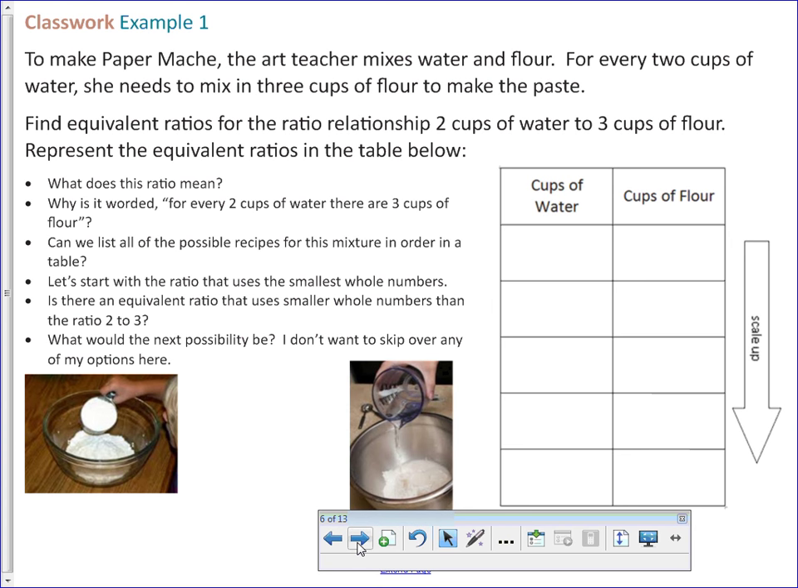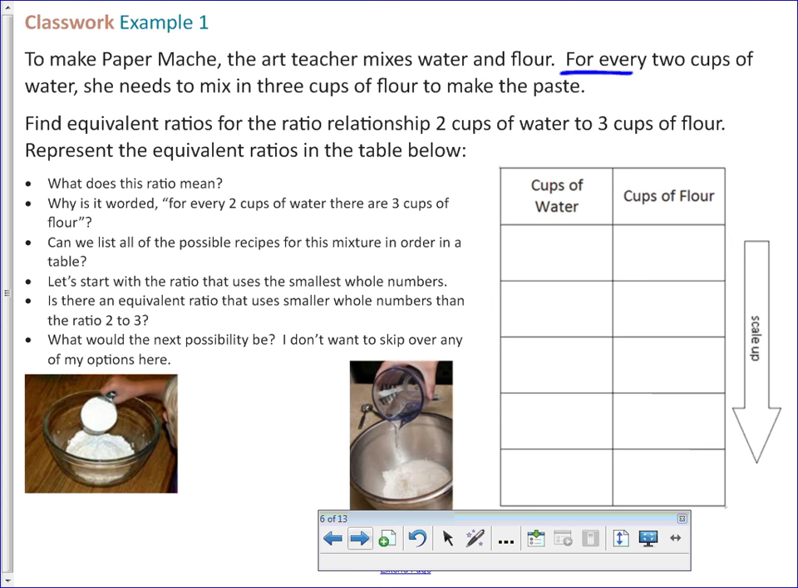So the art teacher wants to use paper mache. So to make that glue mixture, she decides to mix water and flour. For every, ding, ding, ding, when I see those words for every, what do I know is coming? Everybody? Ratio, that's my verbal cue word. So for every 2 cups of water she puts in, she needs to mix in 3 cups of flour.